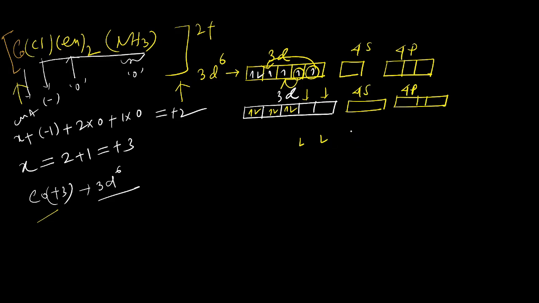Among the 6 ligands, 2 ligands donate their lone pair of electrons to the 3d orbitals, 1 ligand donates its lone pair of electrons to the 4s orbital, and the remaining 3 ligands donate their lone pair of electrons to the 4p orbital. So the hybridization becomes sp3d2. When the central metal atom is sp3d2 hybridized, then the structure or shape of the complex compound becomes octahedral.